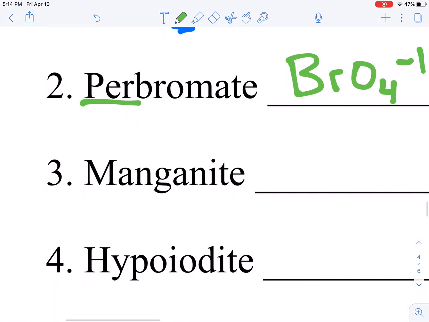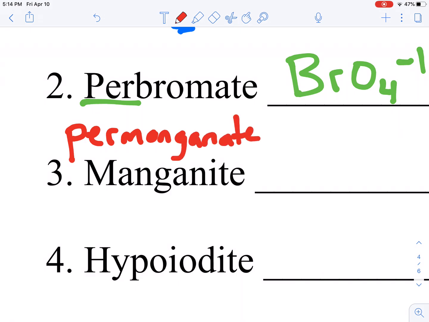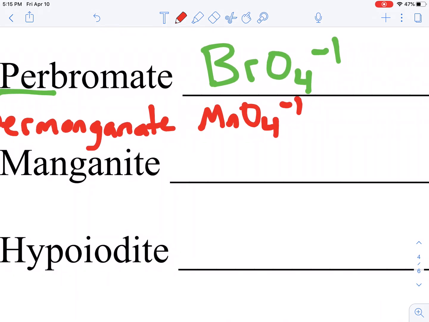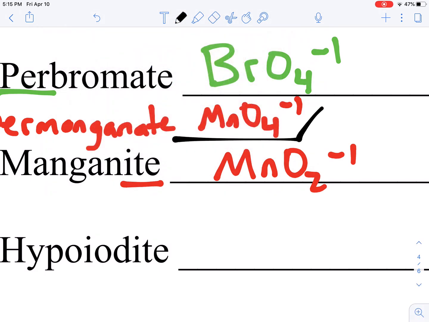Manganite. Well, if we had a manganate, that would be really easy, but we don't. It turns out the most common form of this ion is permanganate, and permanganate is MnO4 with a -1 charge. So if permanganate is MnO4 with a -1 charge, that must mean manganate is MnO3 with a -1 charge, which means manganite is MnO2 with a -1 charge. And let's just box this in for clarity.